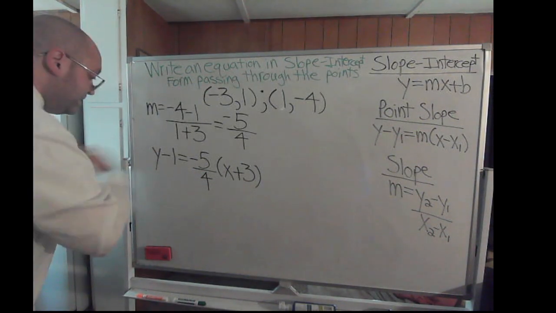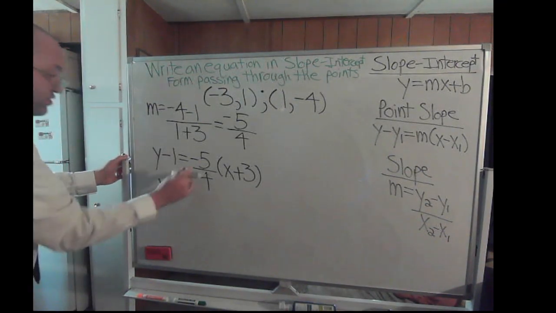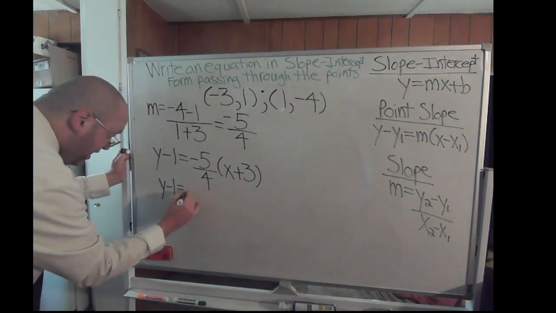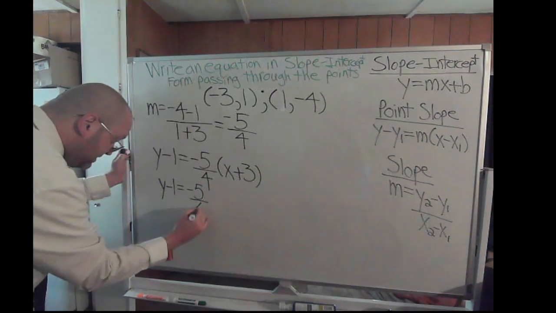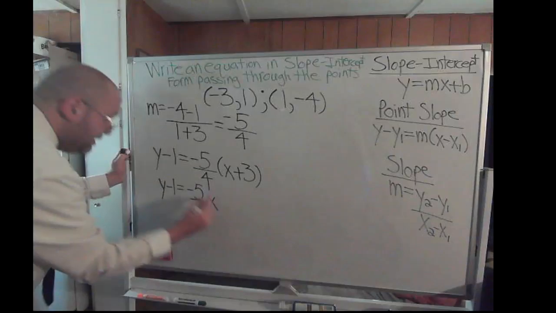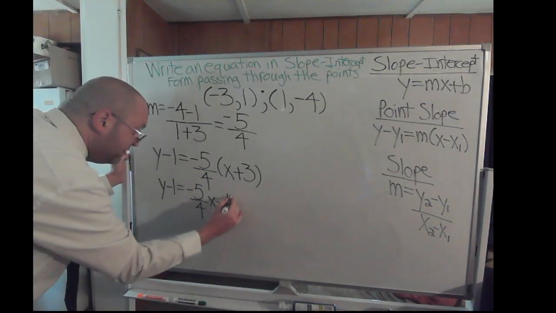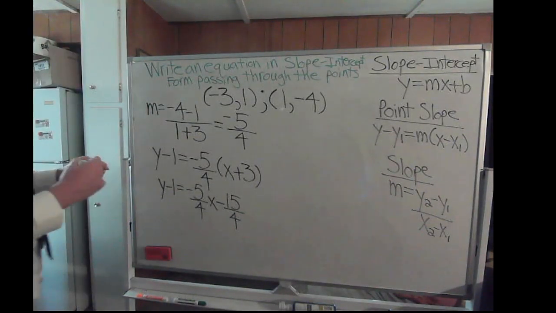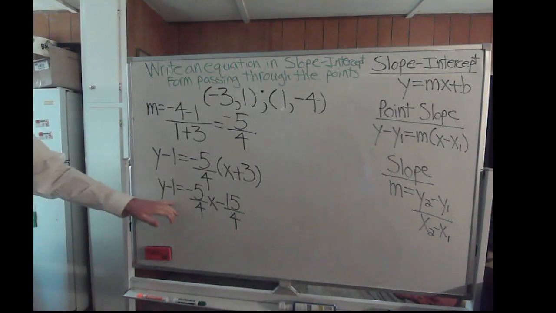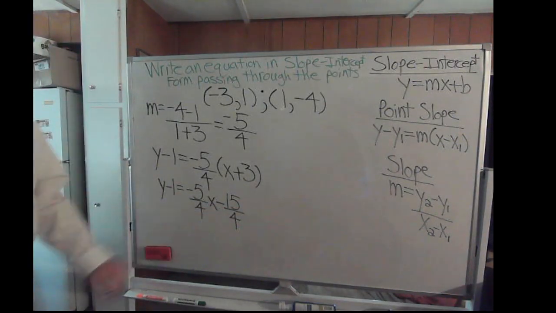Keep your y minus 1 on the left for a minute. Now do the distributive property on the right. You'll have negative 5/4 times x is negative 5/4 x. Negative 5/4 times 3, that would be minus 15/4. So you have y minus 1 equals negative 5/4 x minus 15/4.